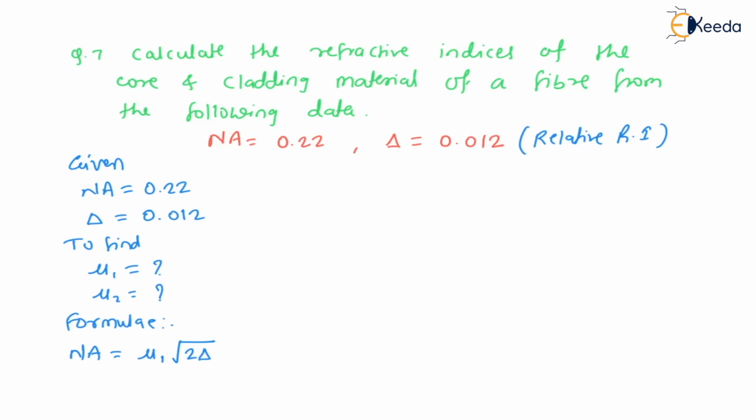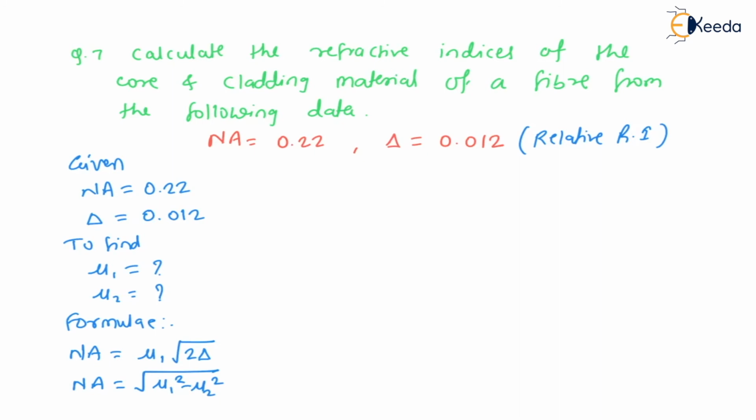Now one can easily say that we know the value of Na and delta, so we can easily find out the value of mu1, that is the refractive index of core medium. And now for mu2, again we have the value of Na, so we can use the formula of Na as under root mu1 square minus mu2 square. So from this first equation, we will have the value of mu1, and then we can easily substitute this mu1 into this second equation over here. We know the value of Na, so we can easily find out the value for mu2.